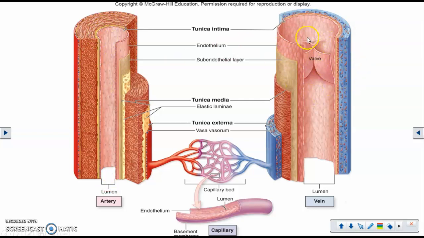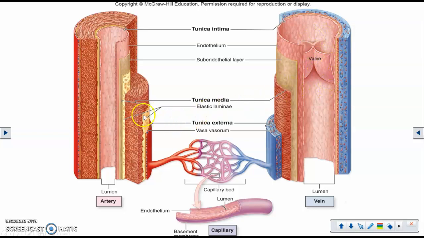Also shown here is a valve. Valves only appear in veins. Now, not all veins. There are no valves in your upper veins. Veins that go to your head have no valves whatsoever. But veins from your lower extremities and from your arms actually have valves. Anything coming down from your neck has no valves. So that's one thing.